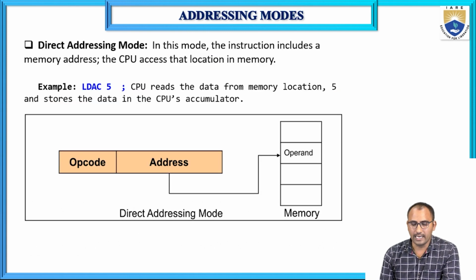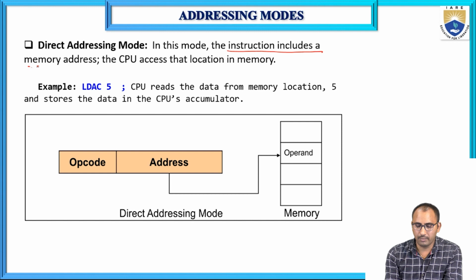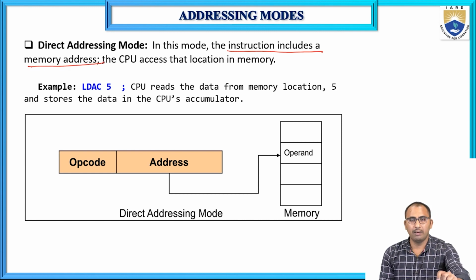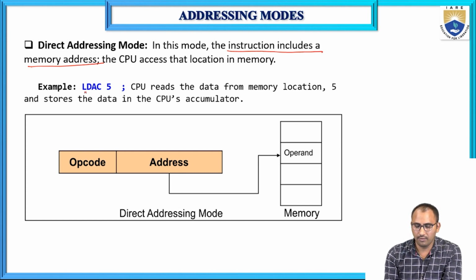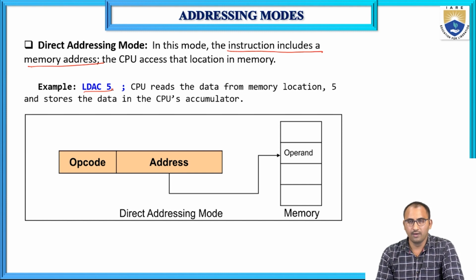Now coming to the direct addressing mode. In this direct addressing mode, the instruction includes a memory address. The memory address is given as part of the instruction, so that is called direct addressing mode. That means the address of the operand is given directly in the instruction. That's why it is called direct addressing mode. The CPU accesses that location in memory. For example, LDAC 5.